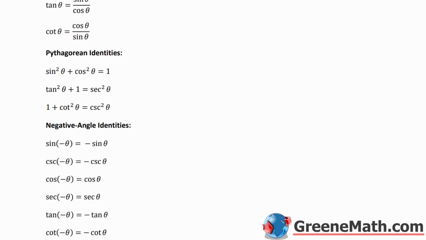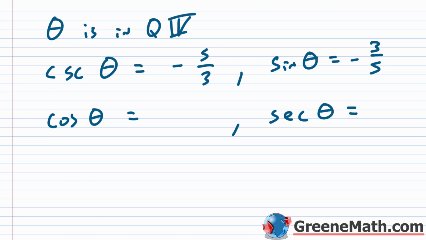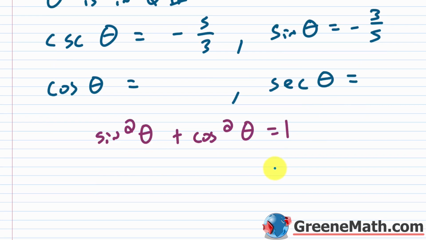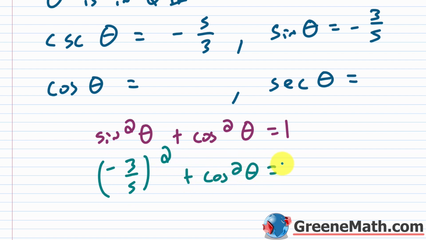Again, I'm just going to use this right here, sine squared theta plus cosine squared theta equals 1. I think that's one you're going to memorize pretty quickly. So let's just write that out real quick. We have sine squared theta plus cosine squared theta is equal to 1. So I'm just going to plug in for the sine of theta. So that's negative 3/5, and we're going to square that. Then plus we have cosine squared theta, and this equals 1.